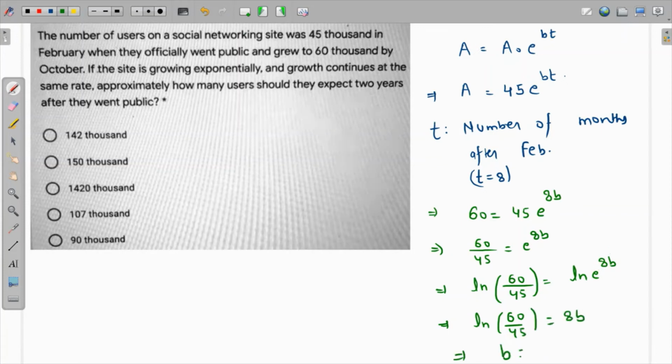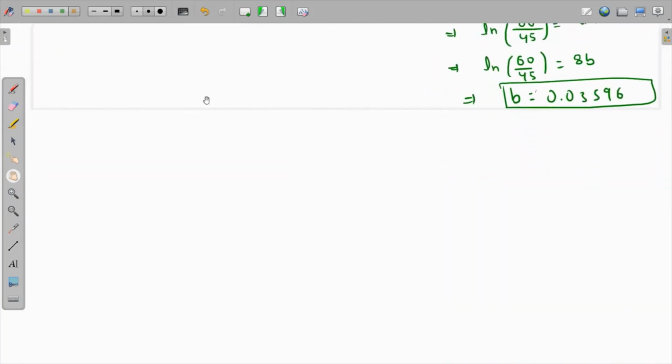And finally, the value of b comes out as, let me just grab my calculator, 60 over 45, and the natural log of this value over 8. So the value of b comes out as 0.03596. Once we have the value of b, we can now find the population after 2 years. Expect 2 years after they went public means t is 24, because 2 years has 24 months.